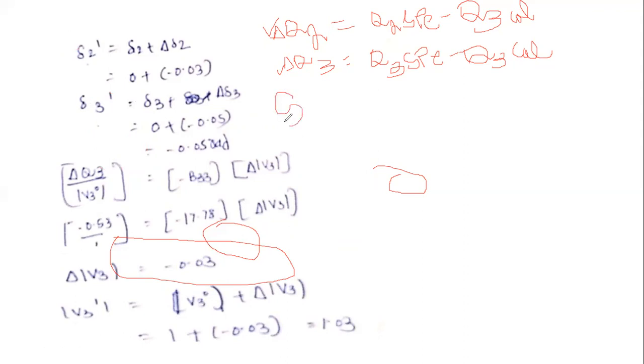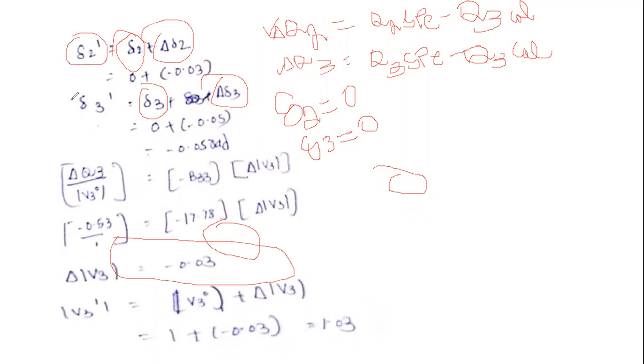Delta 2 is equal to 0, and delta 3 is also equal to 0. Delta 2 and delta delta 3 will be calculated by using the fast decoupled load flow method. This is the delta 2 dash and this is the delta 3 dash.